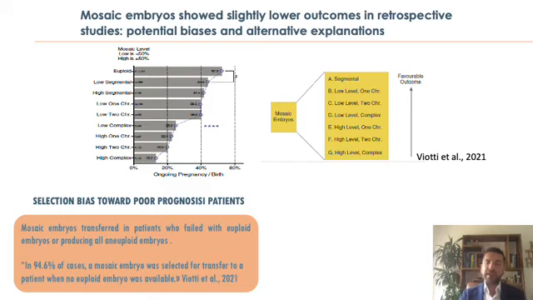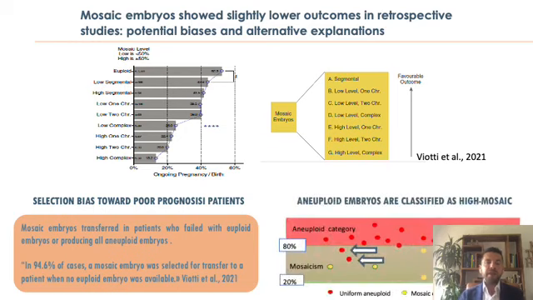Furthermore, it still remains a possibility that some of these mosaic embryos, particularly the high-range mosaic ones, are misclassified as mosaic, and are indeed uniformly aneuploid embryos with a little bit of technical variation, making them be called high-range mosaic and explaining why they resulted in a lower implantation rate as compared to uniformly euploid embryos.